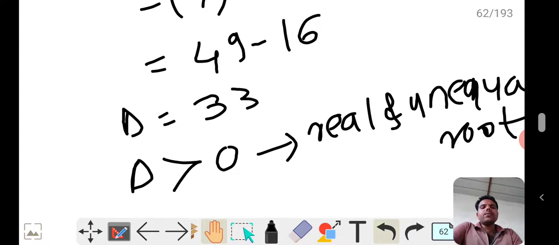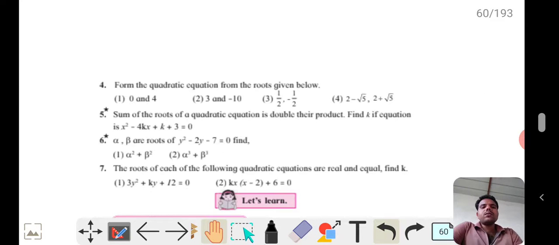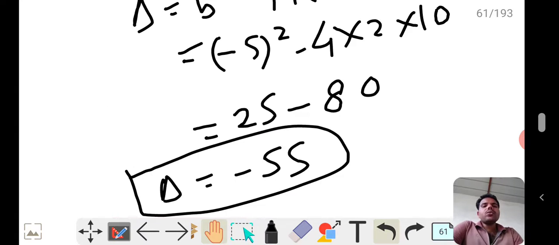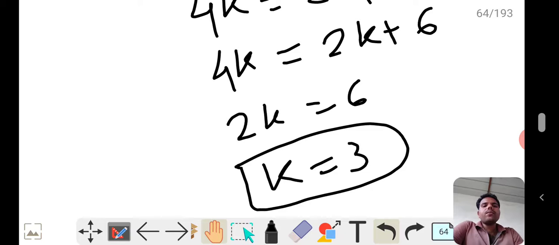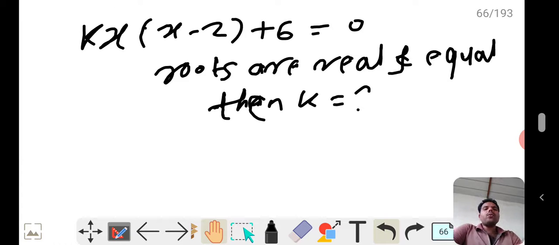So the next example is: the roots of each of the following quadratic equations are real and equal, find k. Let's see the second example. kx into bracket x minus 2 plus 6 is equal to 0. So question number 7, example number 2. We have the roots of this equation real and equal.